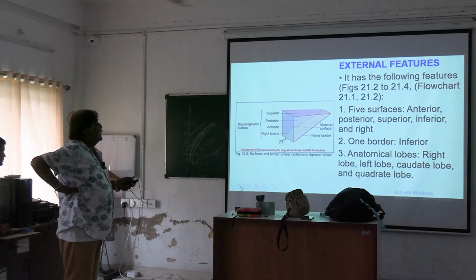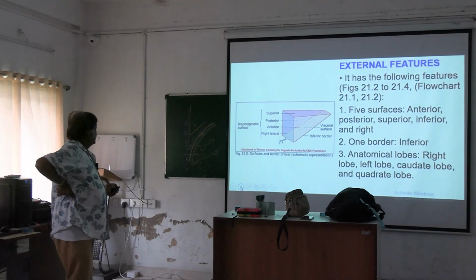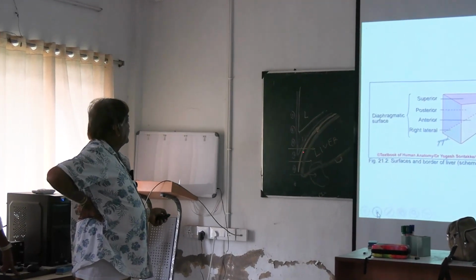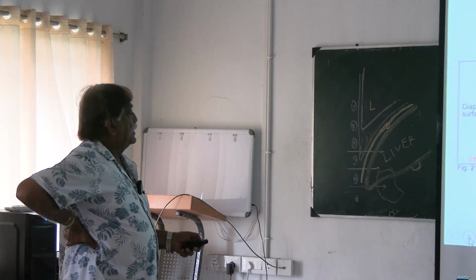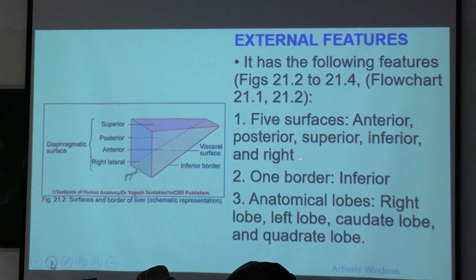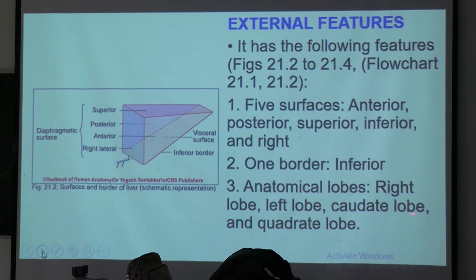Now see, external features: the superior surface, the posterior surface, the anterior surface, right lateral and visceral surface is here, visceral inferior border. This is the diaphragmatic surface. See here the diaphragm separating the thoracic cavity from the abdominal cavity. Now, 5 surfaces: anterior, posterior, superior, inferior and right. 1 border, inferior. Anatomical lobes: right lobe, left lobe, quadrate lobe.